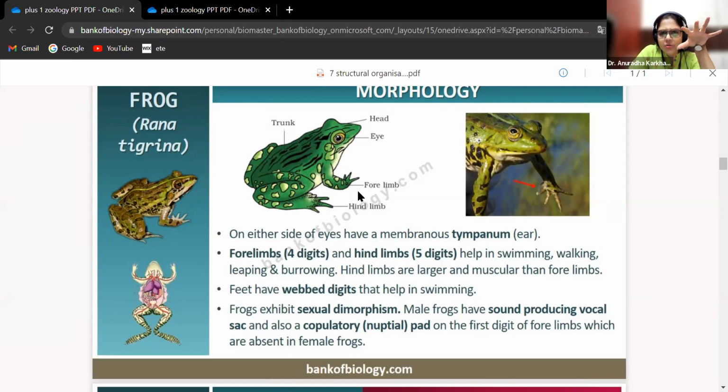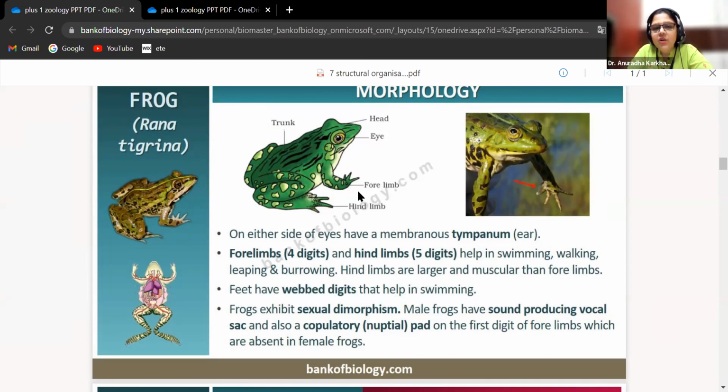Webbed digits समझते हो तुम? ऐसे मैंने वो डायग्राम दिखाया था एनिमल किंगडम में. 4 digits के बीच में ऐसा एक पतला सा फ्लैप होता है. That is called as webs. Web digits. Yes. Duck type. Yes, correct.